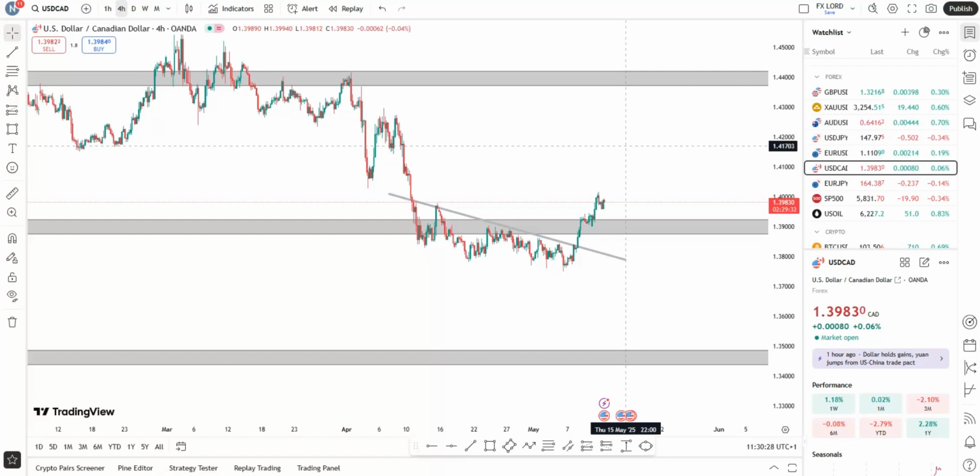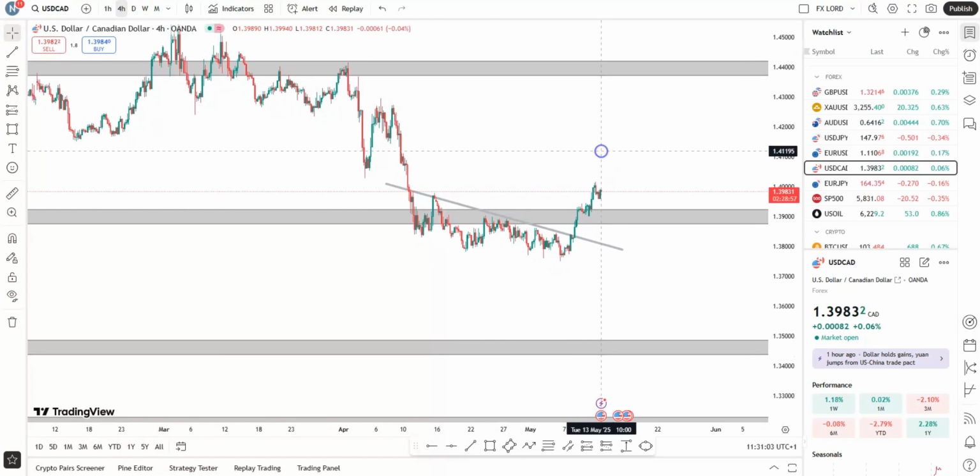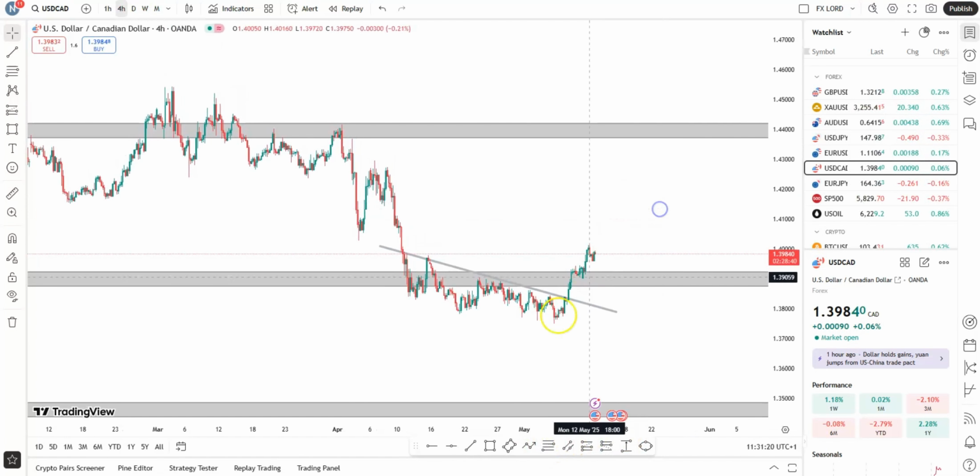So what we are looking at here right now is market came into our support level, coming from a resistance level to the support level. Now we have consolidated a little bit around here. Finally, we had a breakout, and we believe this breakout is going to continue.